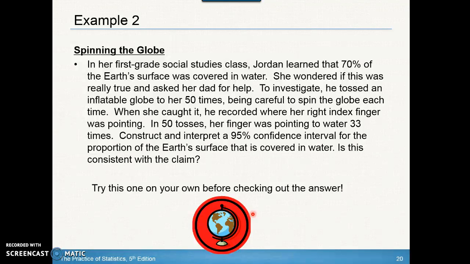All right, so let's take a look at another example. I'd like you to try this one on your own after seeing the last example before I go over it. So in our first grade social studies class, Jordan learned that 70% of the Earth's surface was covered in water. She wondered if this was really true and asked her dad for help. To investigate, he tossed an inflatable globe to her 50 times, being careful to spin the globe each time. When she caught it, he recorded where her index finger was pointing. In 50 of her tosses, her finger was pointing to the water 33 times. Construct and interpret a 95% confidence interval for the proportion of the Earth's surface that's covered in water. And is this consistent with the claim? Okay, so what you're going to do is just make sure you do that state, plan, do, conclude. So try it on your own, hit pause, and then check your answer.